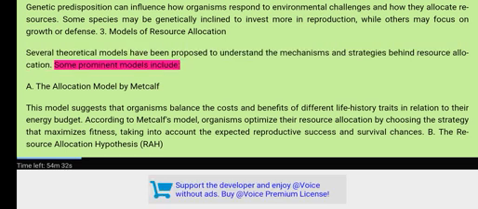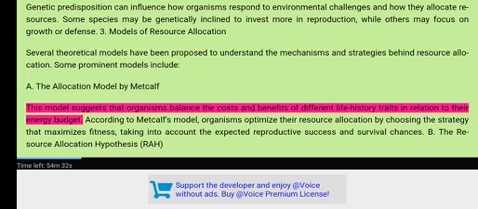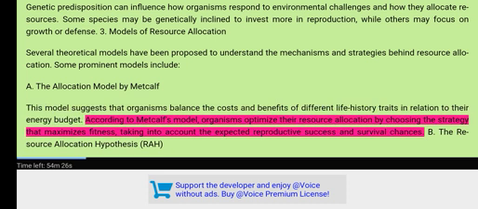Some prominent models include the allocation model by Metcalfe. This model suggests that organisms balance the costs and benefits of different life history traits in relation to their energy budget. According to Metcalfe's model, organisms optimize their resource allocation by choosing a strategy that maximizes fitness, taking into account the expected reproductive success and survival chances.